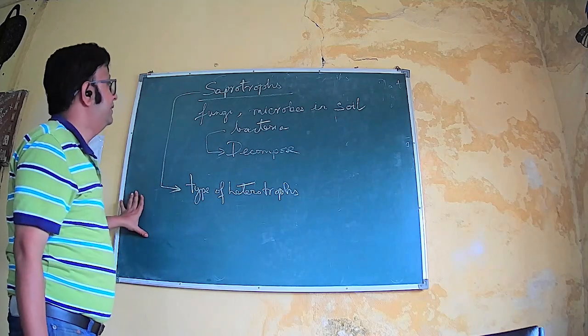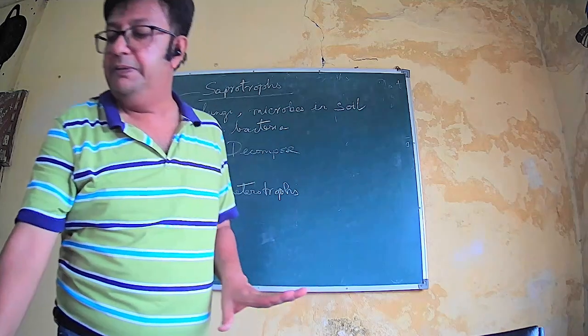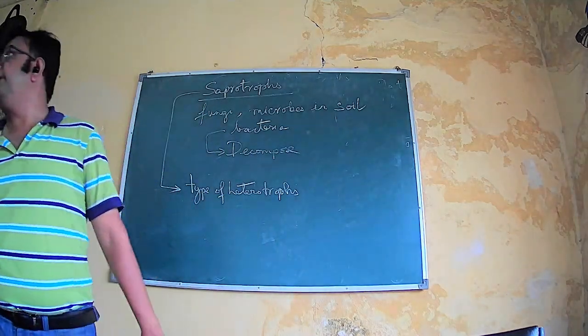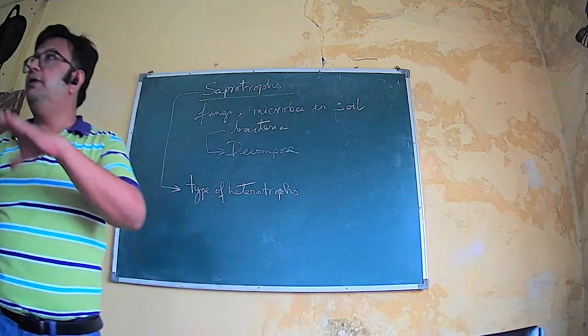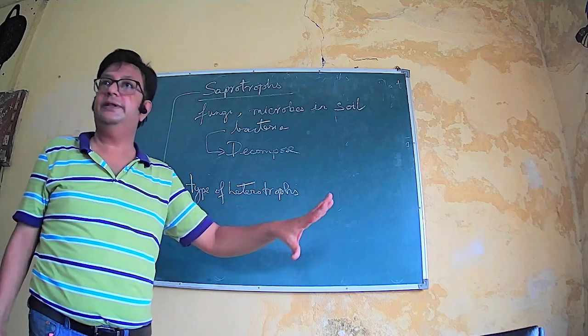So these are essentially the components today. Next day we will be talking about the different interactions, food web, food chain, energy flow in ecosystems. Now we have understood the components.